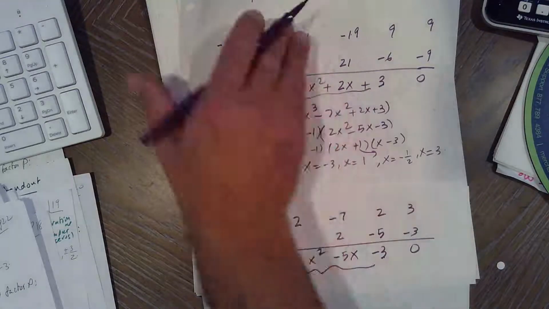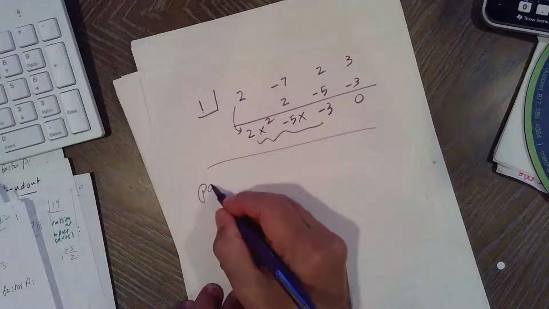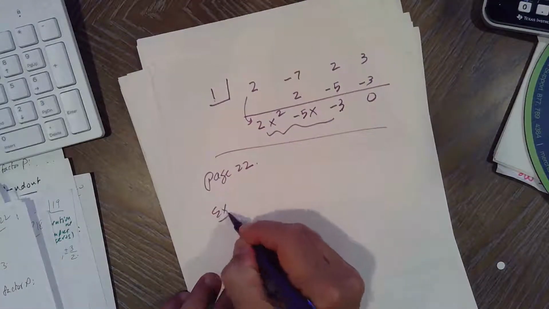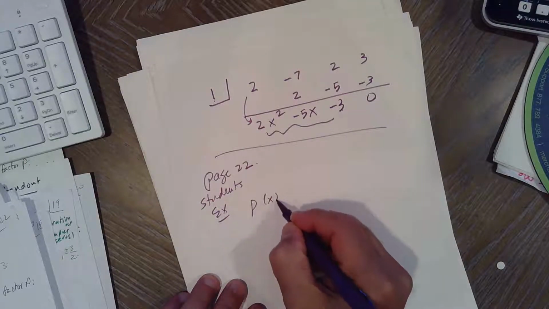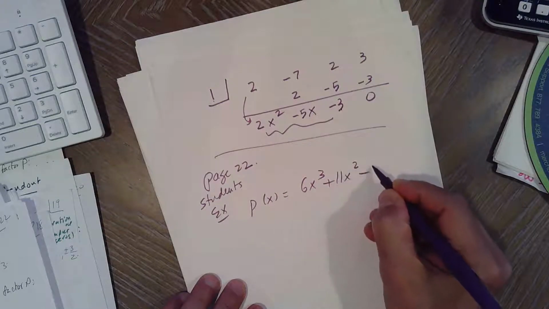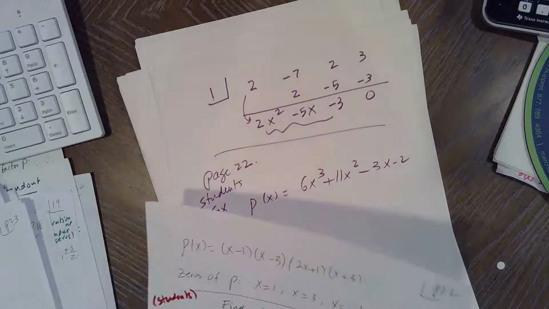Now I have one that you need to try on your own on page 22 in the notes. It says above it, students, and in case you don't have your notes, this is what you need to try on your own. The work is in the notes on page 22, so make sure you finish that.